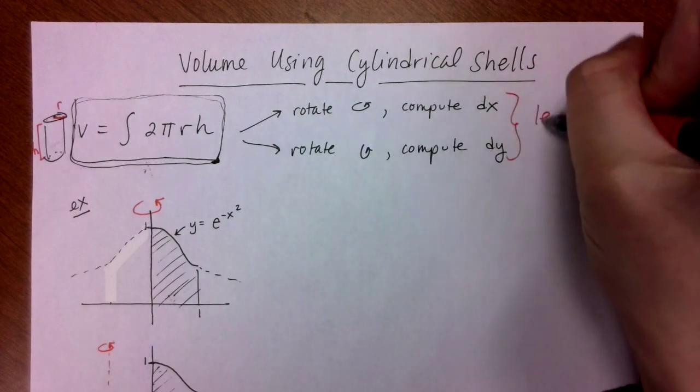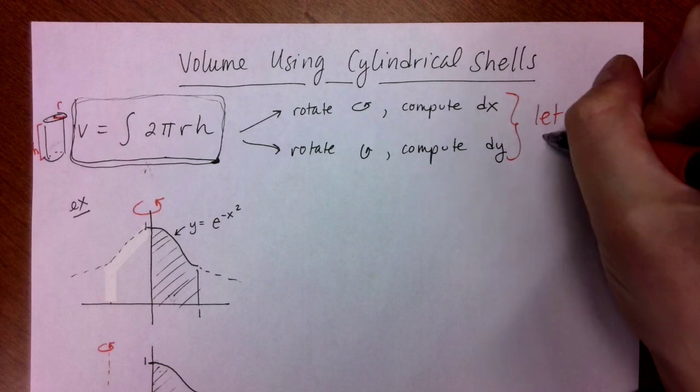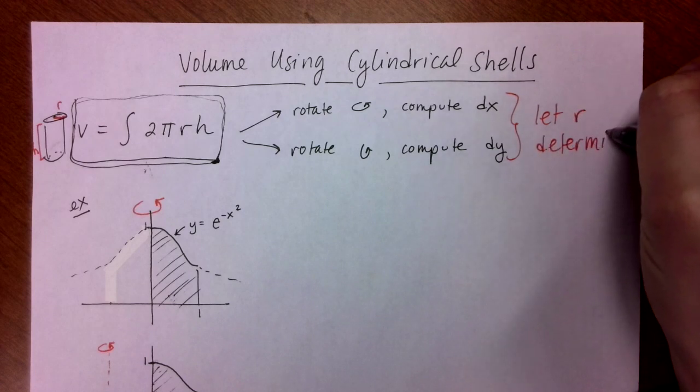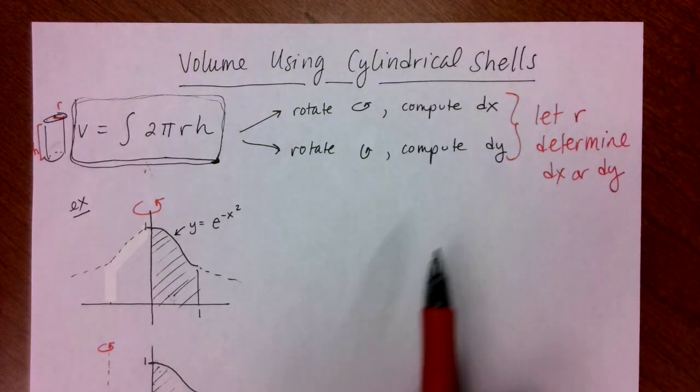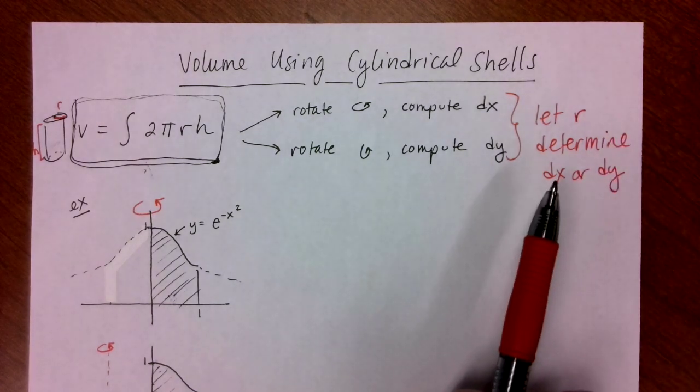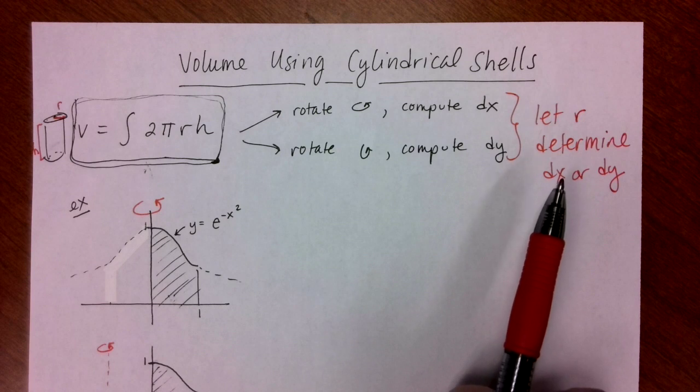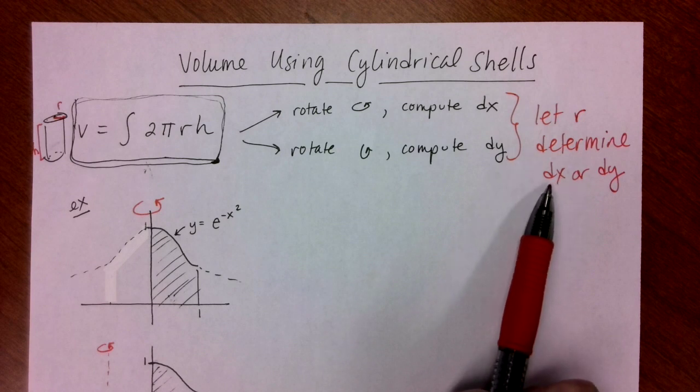You could memorize the four combinations, or to summarize, normally what I do is let the radius determine what variable you're in. So I'm going to say let r determine dx or dy. By that, I mean that in each problem, your radius is going to be much easier to express as either just x or y, and that sets the variable.